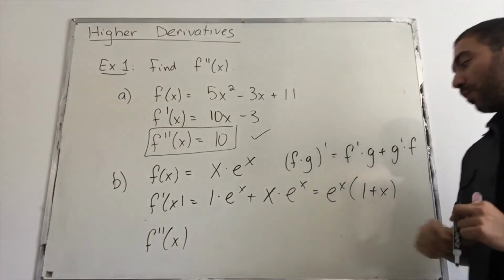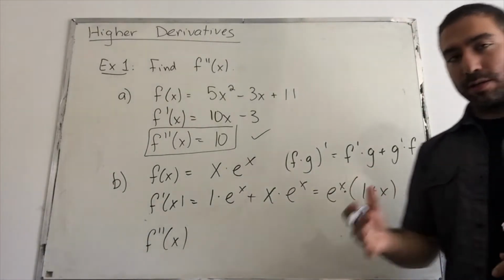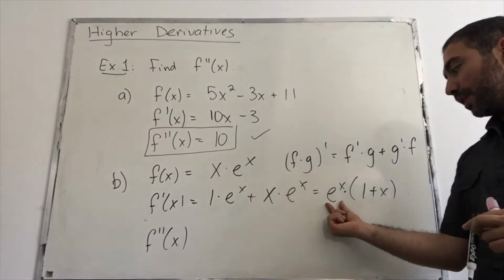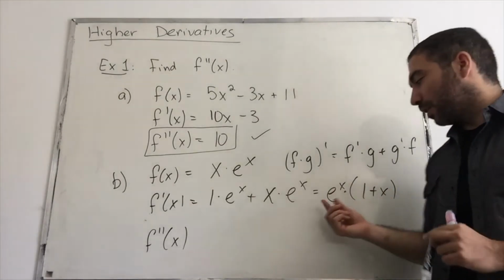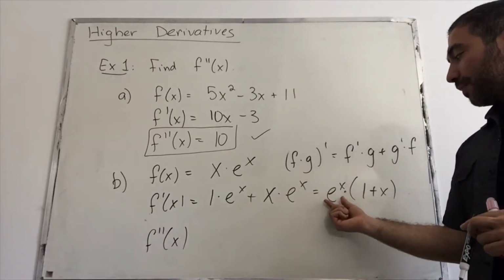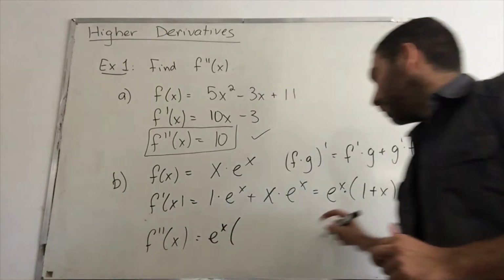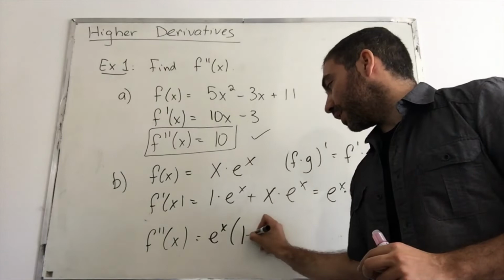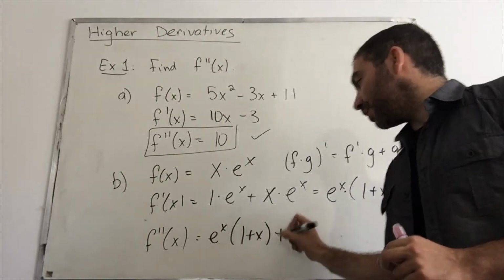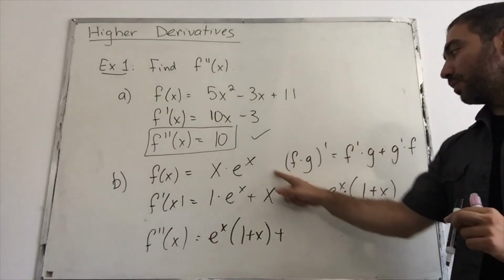So here once more we have a multiplication, so we have to apply product rule again. So the first function is e to the x, the second function is 1 plus x. Let's go and do that. The derivative of e to the x is e to the x, it stays the same. We leave the second function, so we get 1 plus x. Plus, because it's product rule, we're still following this rule.